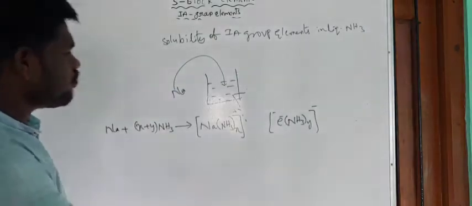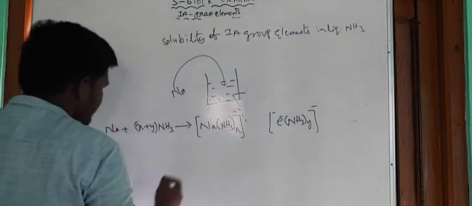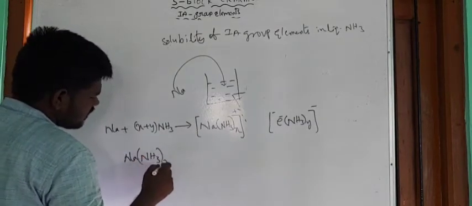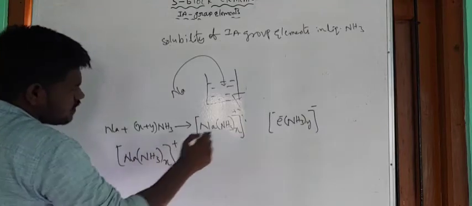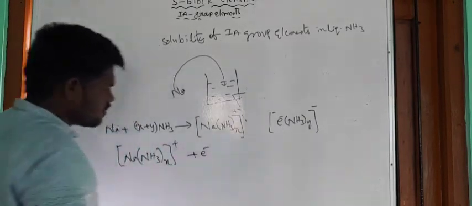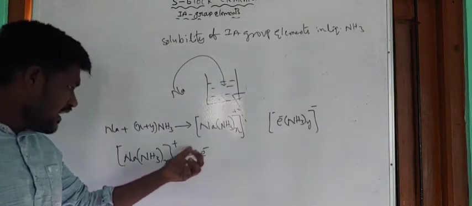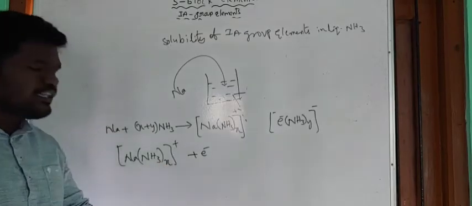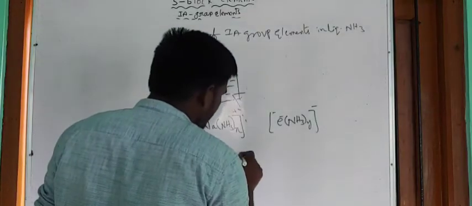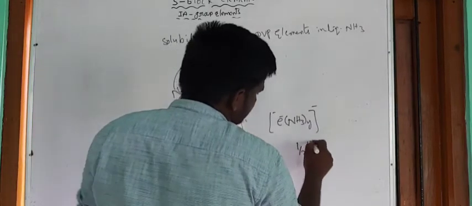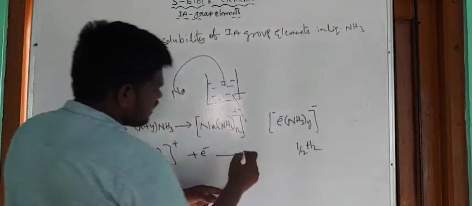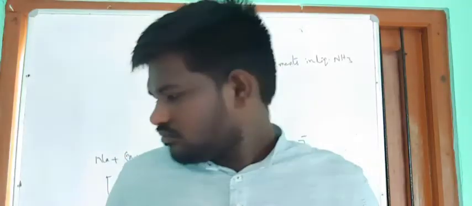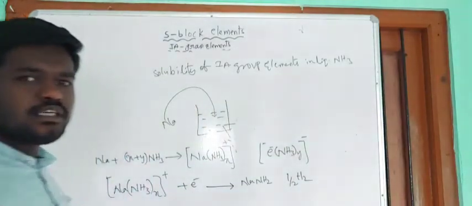On long standing, what happens here? Sodium plus NH3 taken x times, and this electron is gained by the NH3. When the electron is gained by NH3, one hydrogen is dissociated, and half a mole of hydrogen comes out. And here we get NaNH2. Yes, right, students.